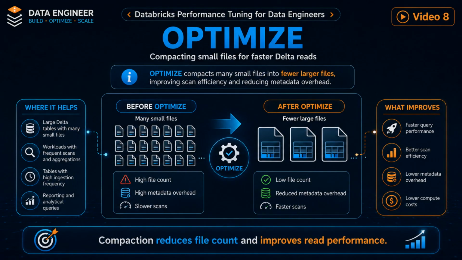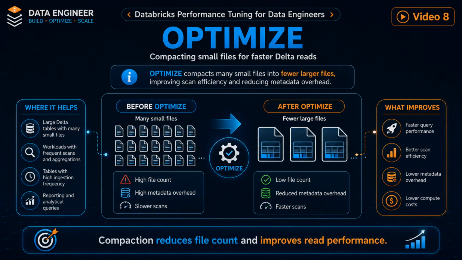Optimize is one of the most important Delta Lake maintenance commands. Its main job is to compact many small files into fewer, larger files. Before Optimize, a table may contain many tiny files. This increases metadata overhead, scheduling overhead, and scan inefficiency. After Optimize, the table has fewer larger files, which usually improves scan performance and reduces planning overhead. This is especially useful for large Delta tables, frequently scanned tables, reporting tables, and tables with high ingestion frequency.